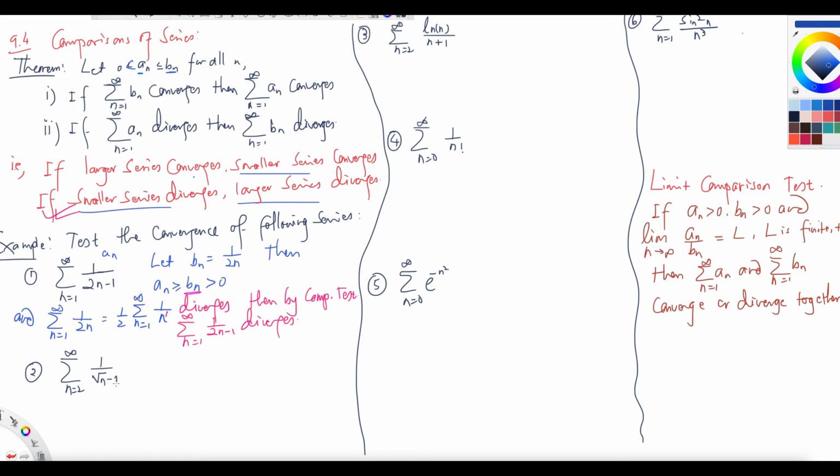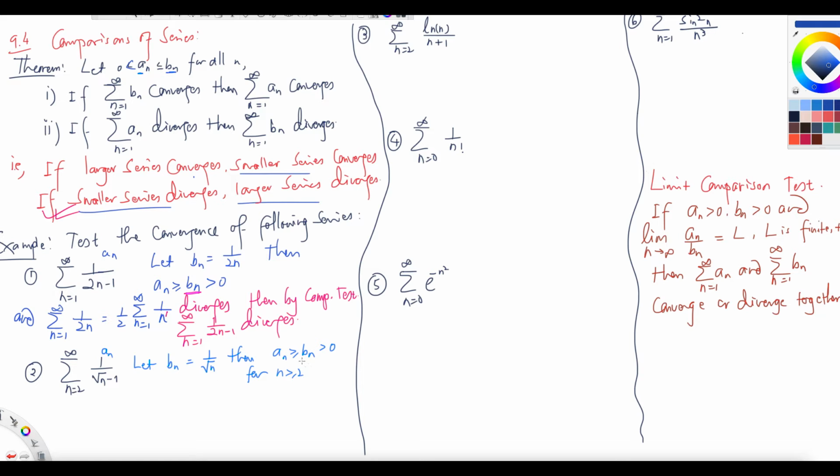1 over root n minus 1. Also let Bn equal 1 over root n. Then which one is bigger? Let's say that this is An. Then what do we get? An is greater than or equal to Bn, which is greater than 0, right? You don't need equals to, greater than 0 for n greater than or equal to 2. That is true for that.